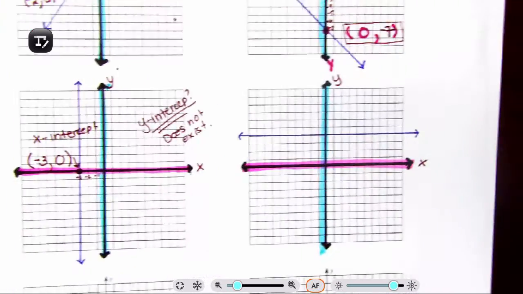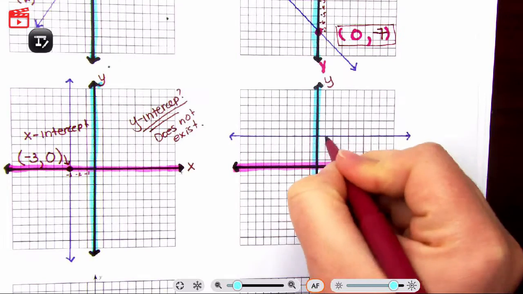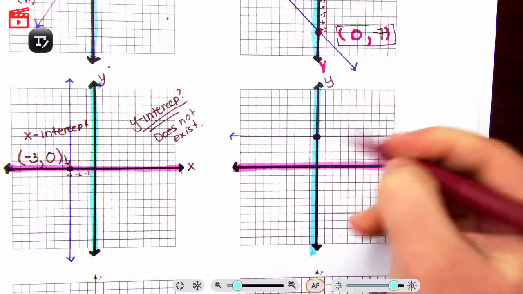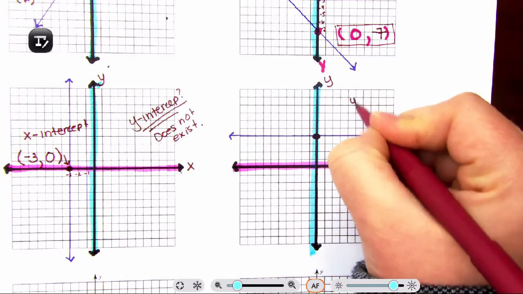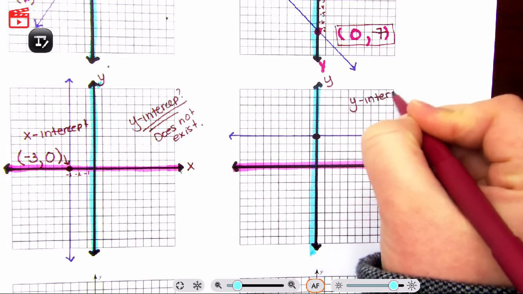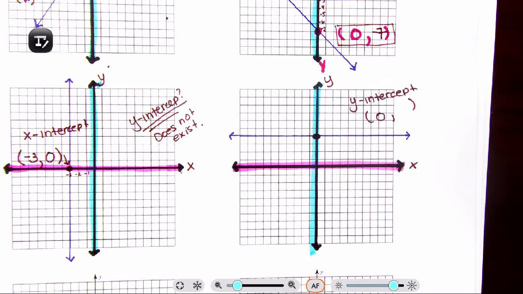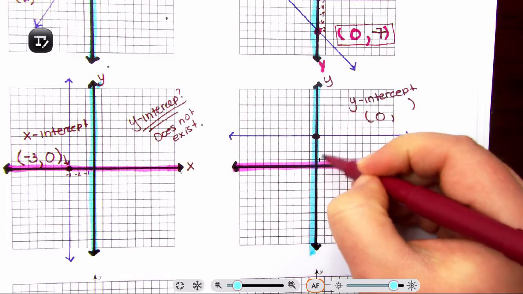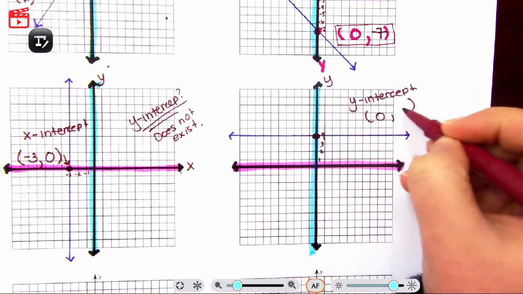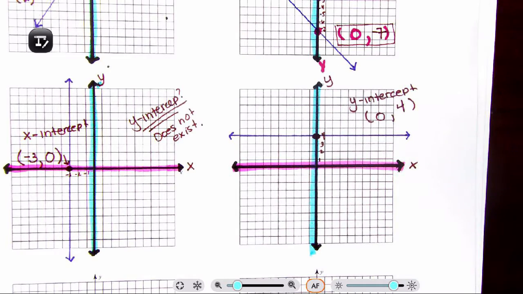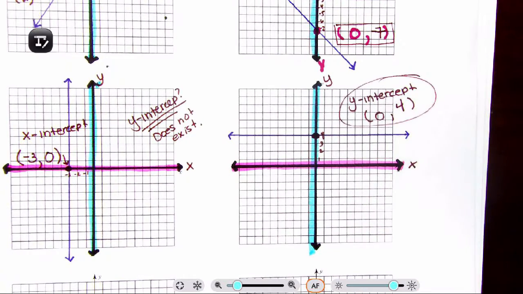Let's do this one here. Let's see where it intersects. Here's our line, here's our point. It is on the y-axis, so that means I have a y-intercept. When you have a y-intercept, your x value is 0. So I have 1, 2, 3, 4. So my number is 4. So my y-intercept is (0, 4).